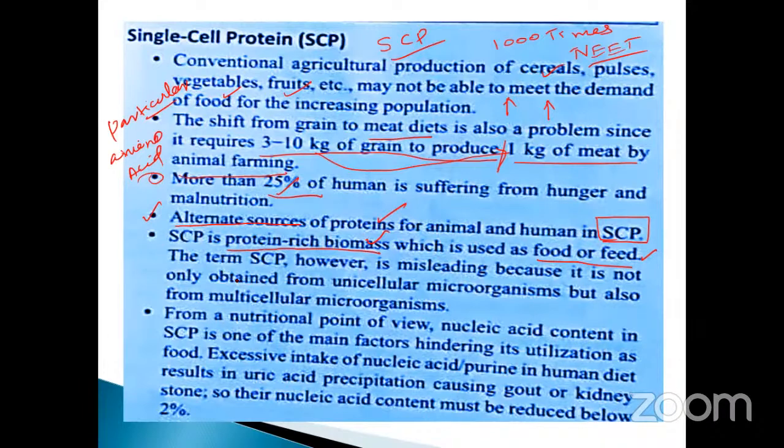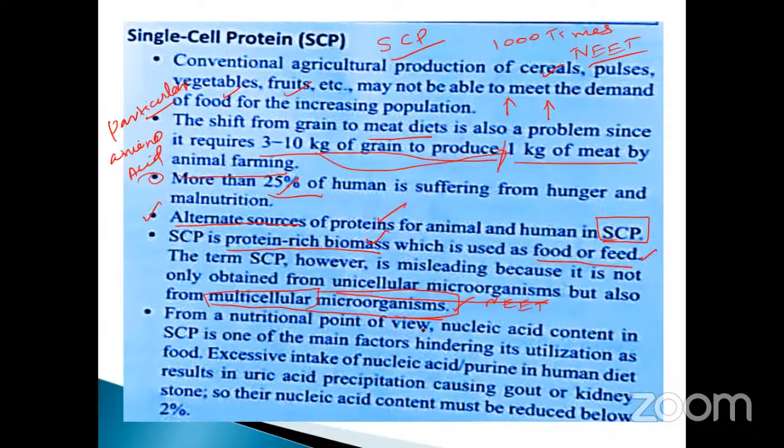The term single cell protein, however, is misleading because it is obtained not only from unicellular microorganisms but also from multicellular microorganisms. Take an example: single cell protein is made from unicellular microorganisms and multicellular microorganisms. So don't forget, single cell protein is also made from multicellular microorganisms.